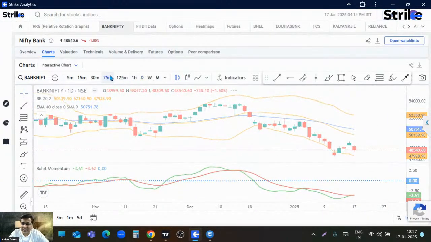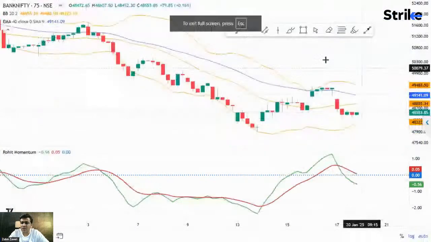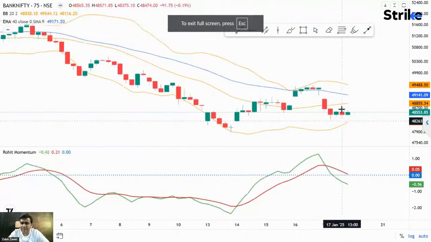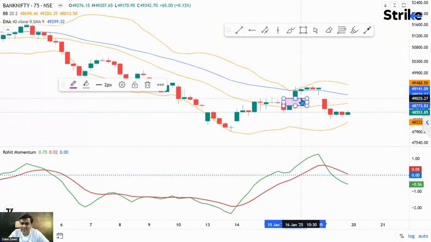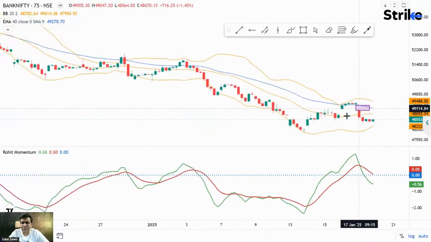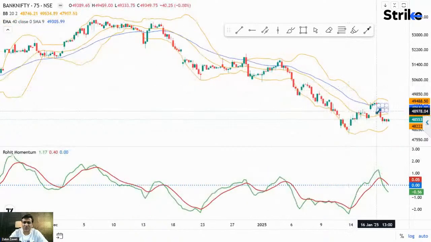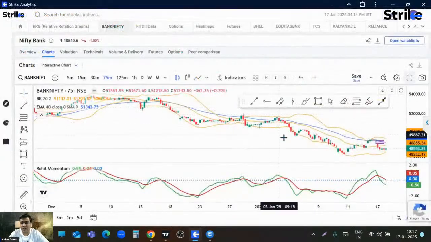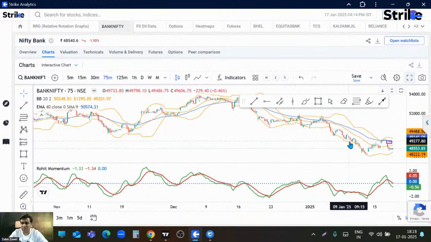On the 75-minute chart of Bank Nifty, what can we see? So, this area is acting, initially there was a gap up, and then at the same levels, a little bit above, there is a gap down, which is acting like a resistance. Bank Nifty is below their moving averages, 40 and 20. RMI is also in a bearish mode. So Bank Nifty is still kind of underperforming the overall market. So we have to watch out for Bank Nifty. It is still not bullish.